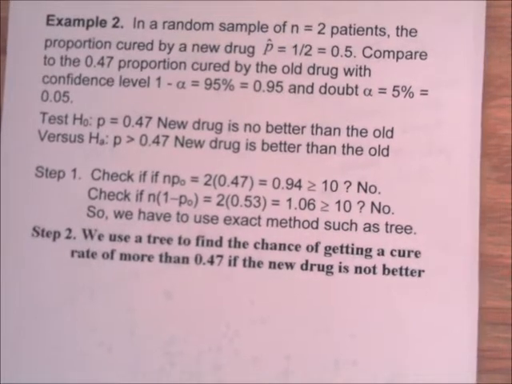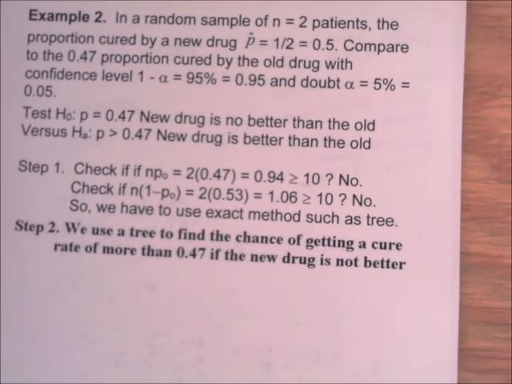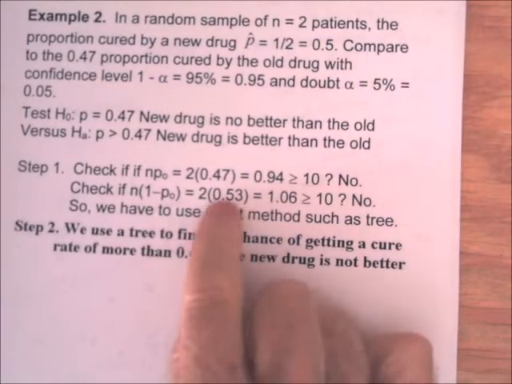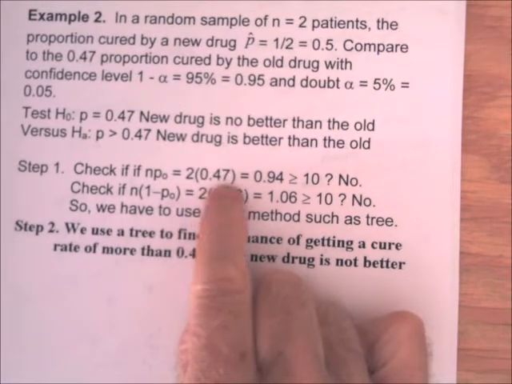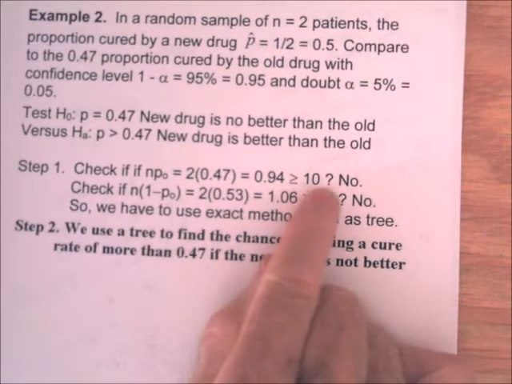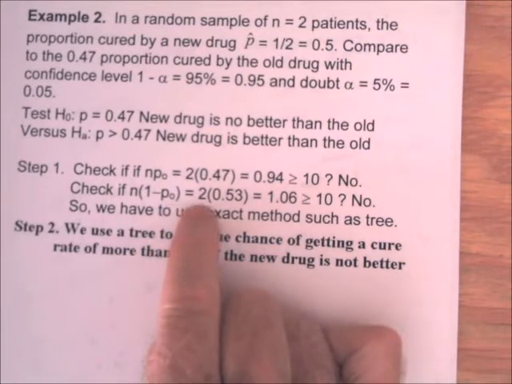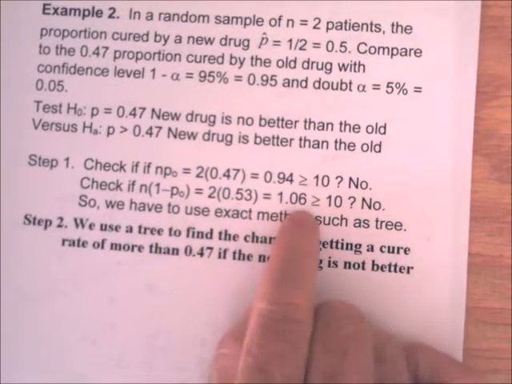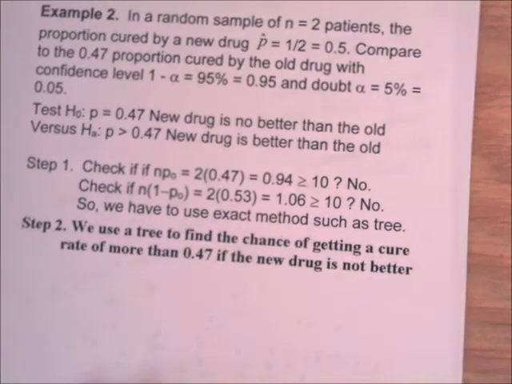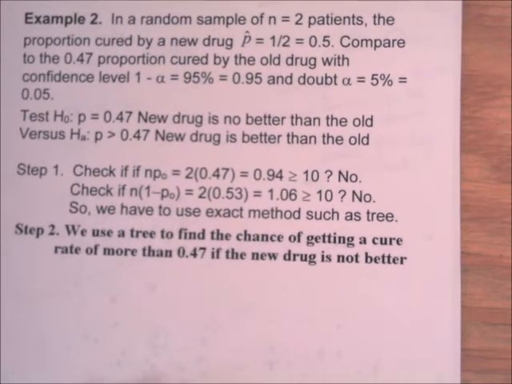And then we can check n times p0, 2 times 0.47, 0.94, is not bigger than 10. n times 1 minus p0, 1.06, is not bigger than 10. So we have to use an exact method such as a tree.